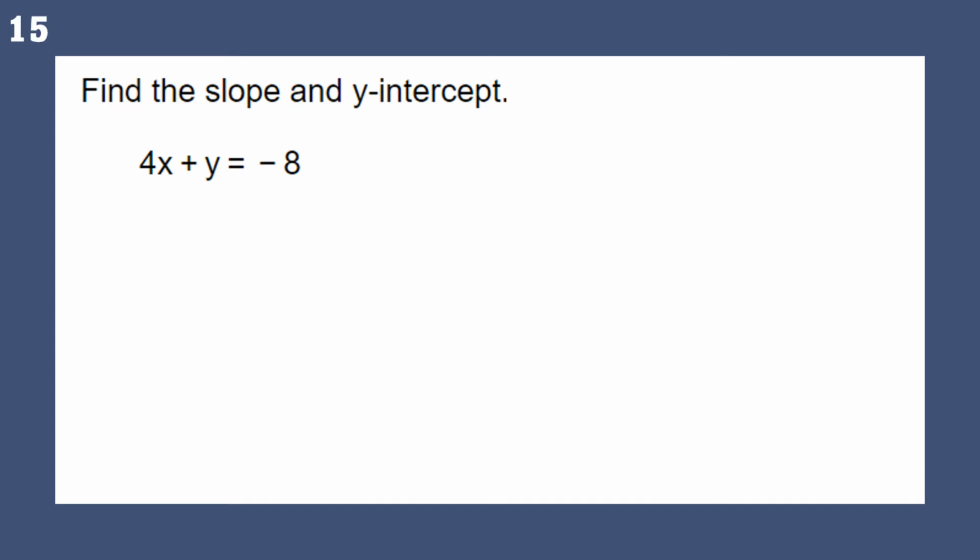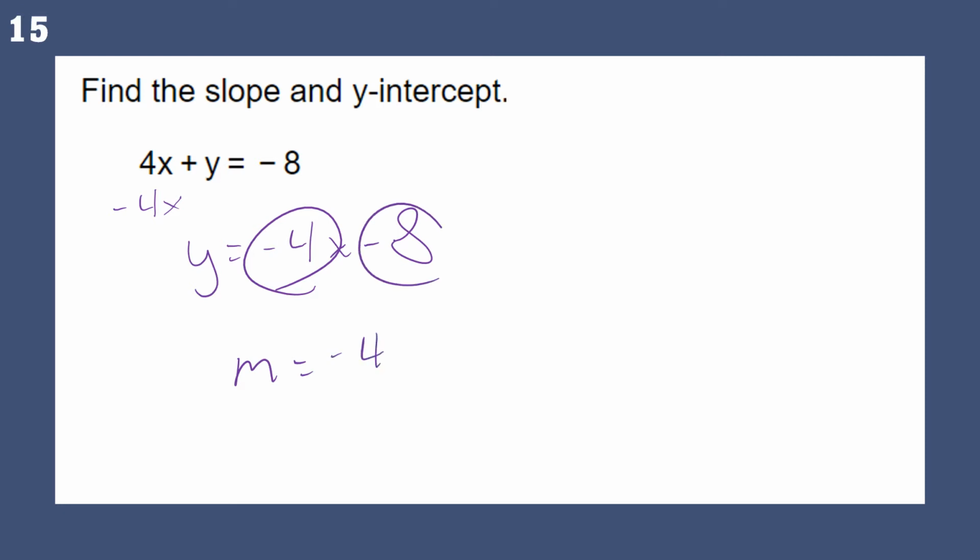Find the slope and the y-intercept. I can do that by putting it in y equals mx plus b. So I'm going to do that by subtracting 4x from both sides, and I get y equals negative 4x minus 8. And there is my slope, and right there is my intercept.